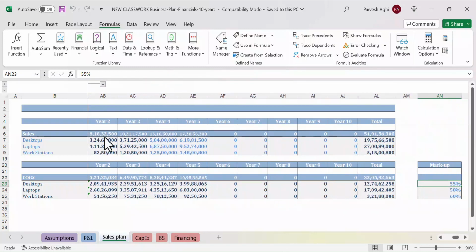Here, you have a markup column, AN column markup. Where I have put the markup, if you see the assumption sheet, which I have calculated. The markup of desktop is 55%. Markup of 55% of what sales? अरे मैंने दिखाया तो था आपको, तब तो आपने क्वेश्चन पूछा नहीं.